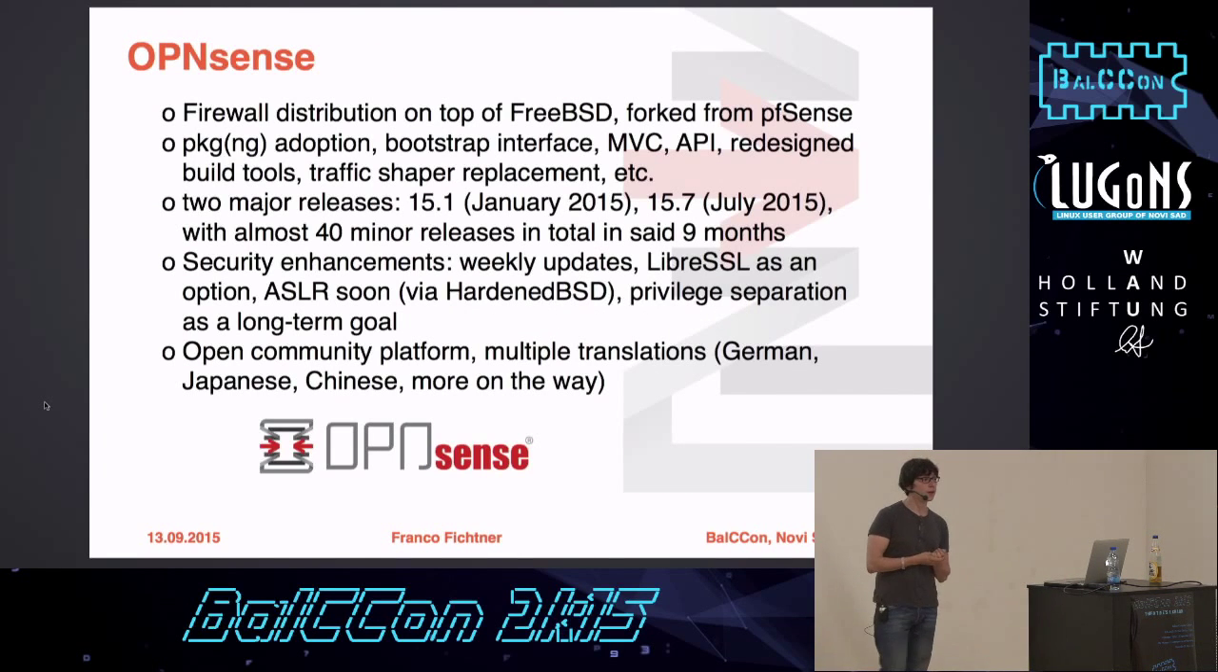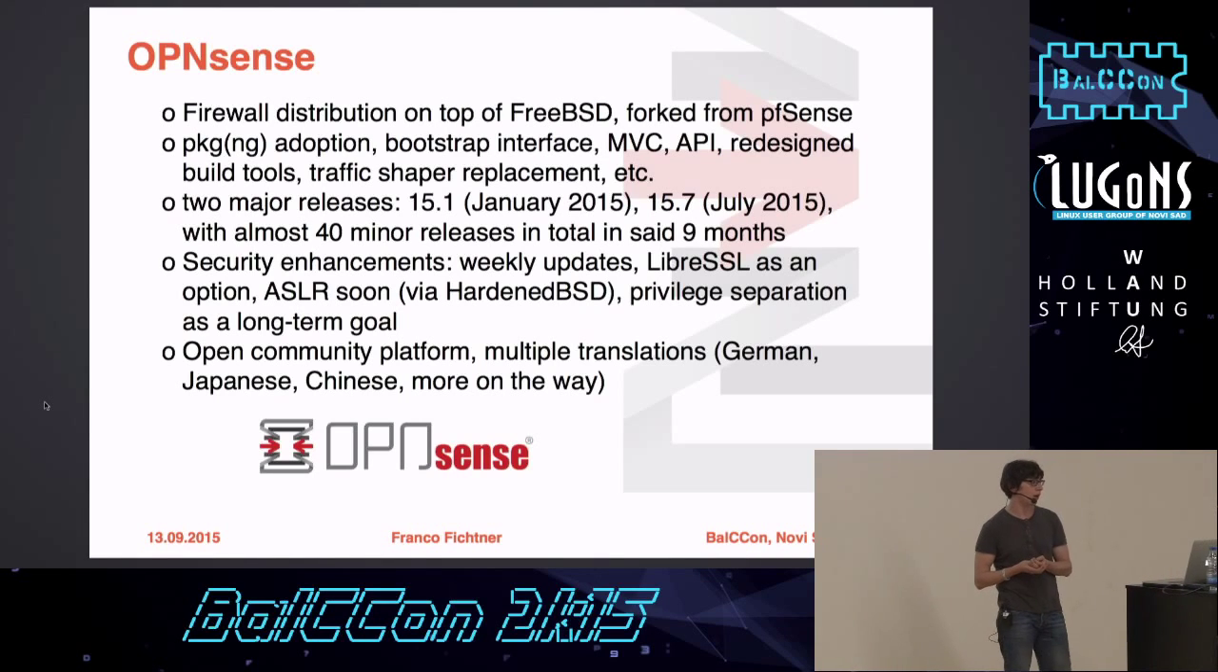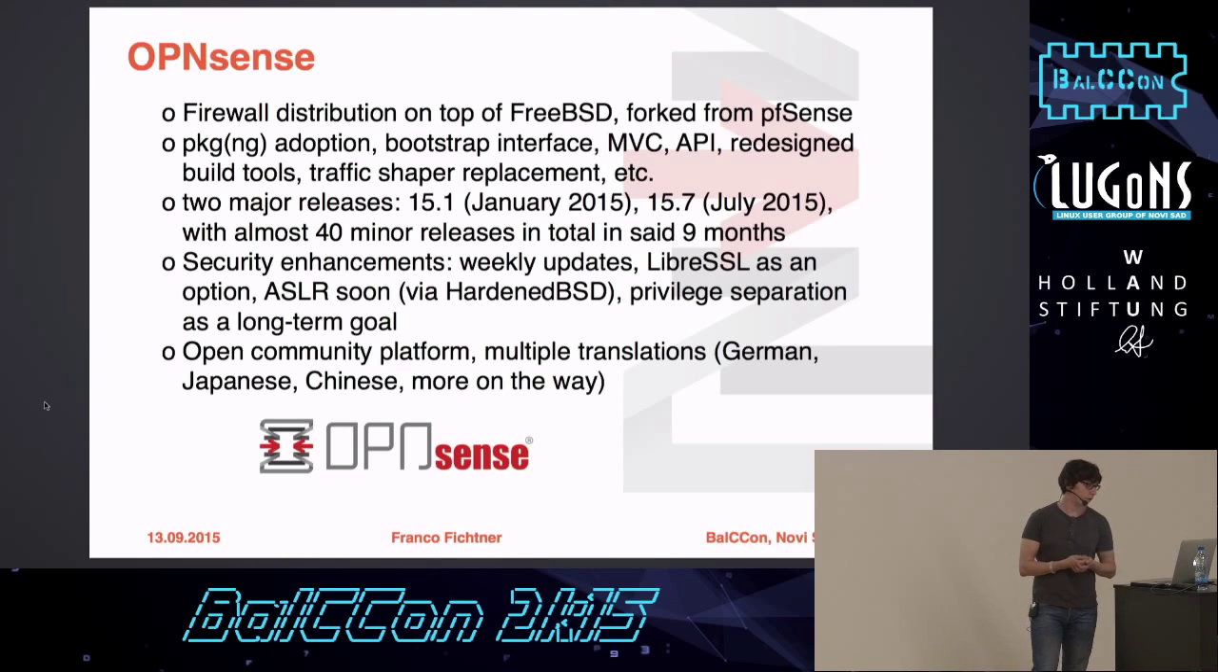OpenSense is a project that we forked from pfSense, and it's basically a firewall distribution on top of FreeBSD with a GUI, so you don't have to deal with all the intricacies of the command line of FreeBSD in particular. Everything is supposed to be concise, and you know where to look. For example, for VPN functionality, you go to the VPN tab, you go to OpenVPN, and then you have a wizard to configure your server or your client, and so on and so forth.